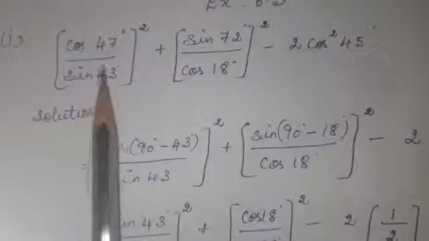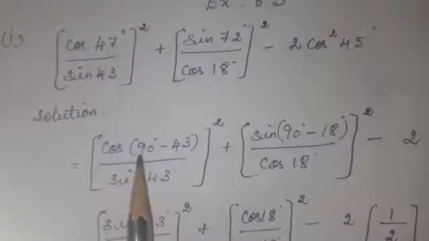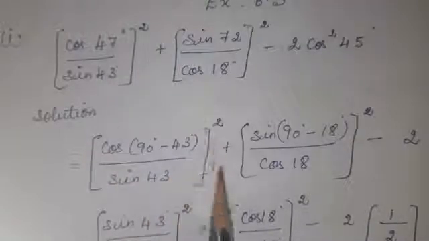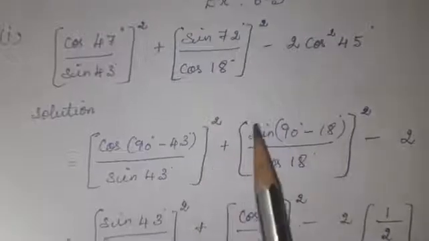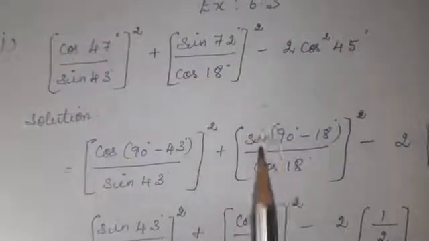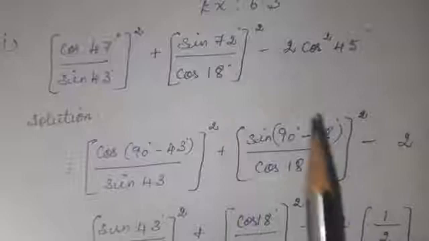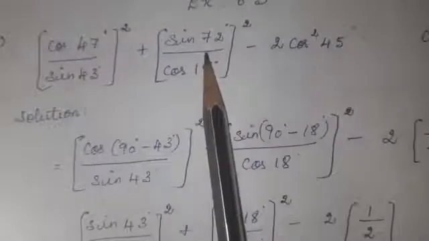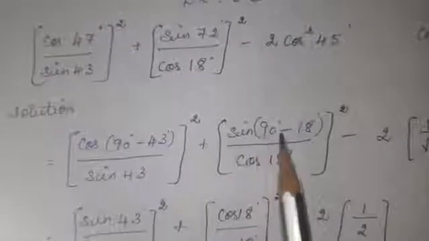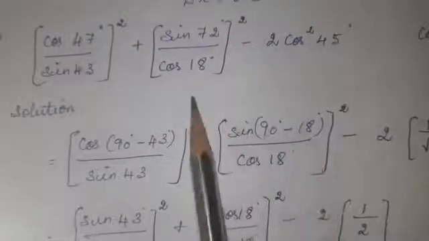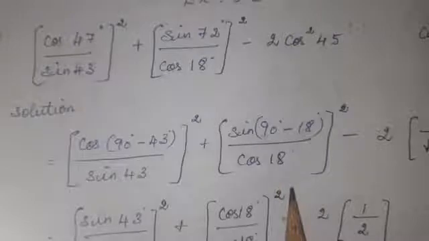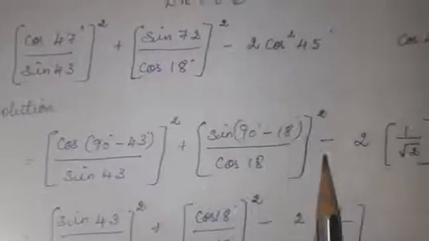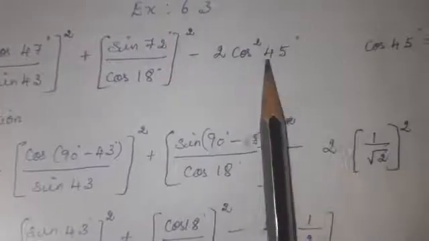So cos 47 degrees can be written as cos of 90 minus 43 divided by sin 43 degrees, the whole squared, plus likewise, sin is written as it is. Instead of 72, I subtract from 90: 90 minus 18 is 72. So I write that as sin of 90 minus 18 divided by cos 18 degrees, as it is in the question, the whole squared, minus 2 into cos 45 degrees.